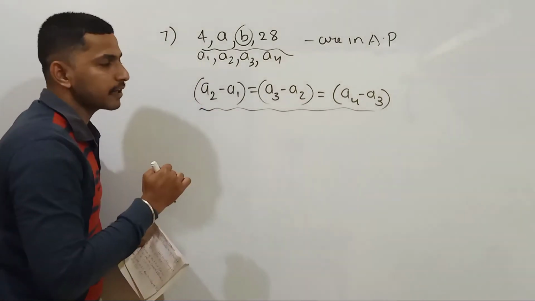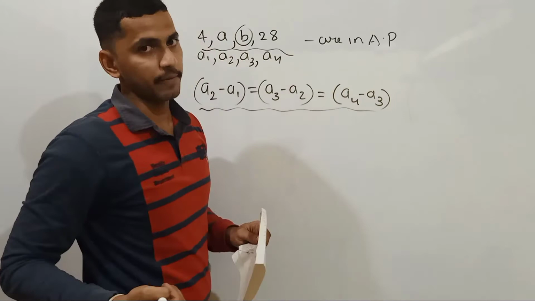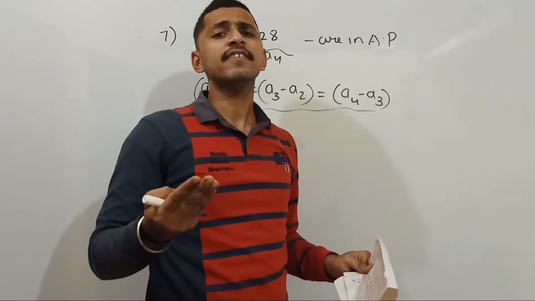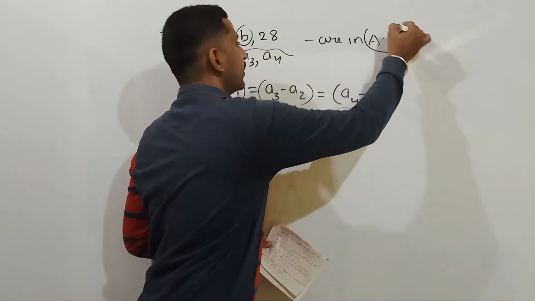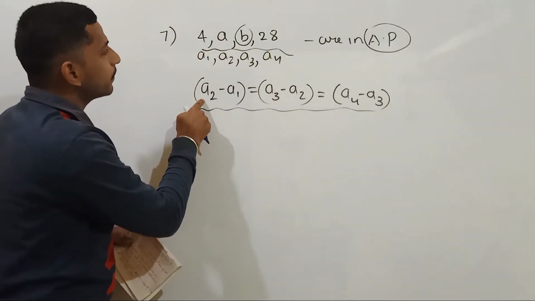Second term minus first term, third term minus second term, fourth term minus third term. Why is it possible? Because the common difference is the same. Why is the common difference the same? Because it is said that they are in AP.